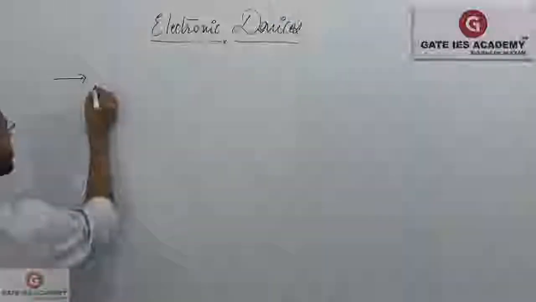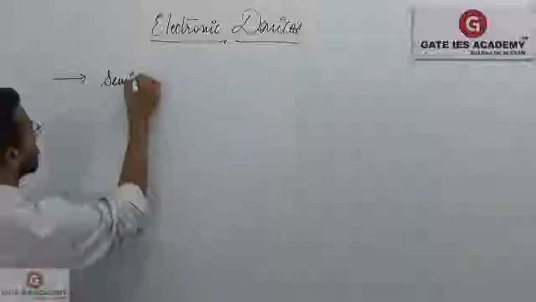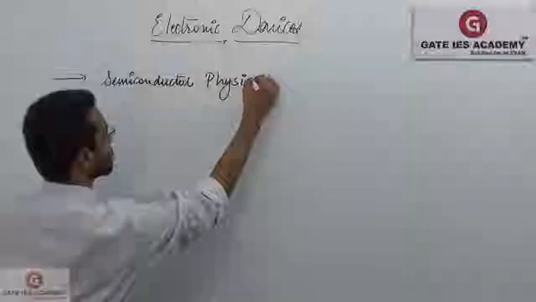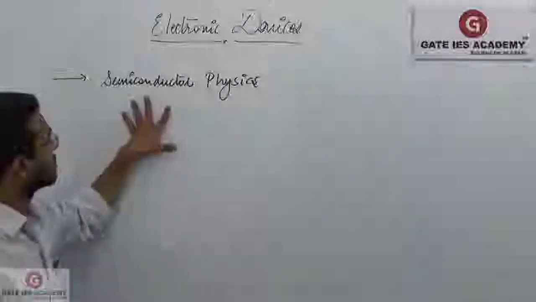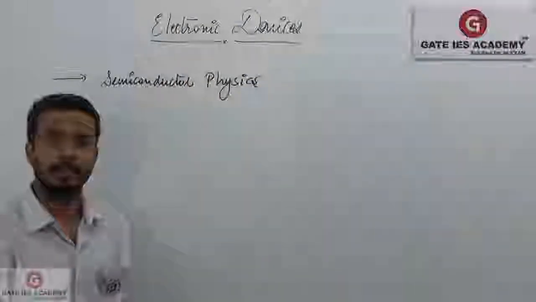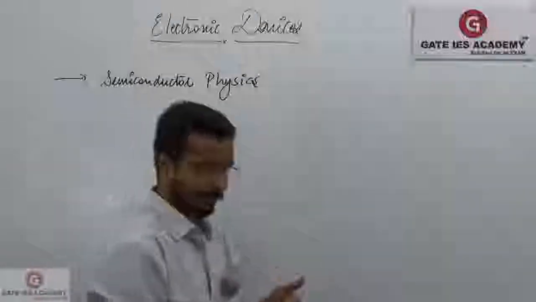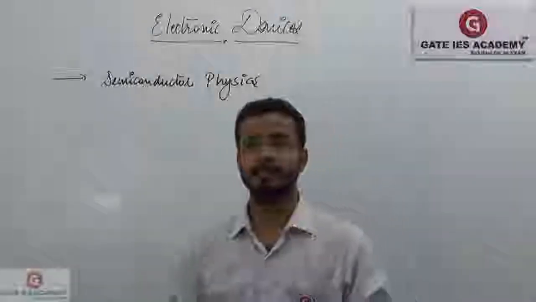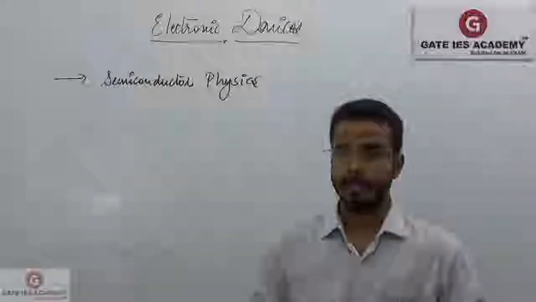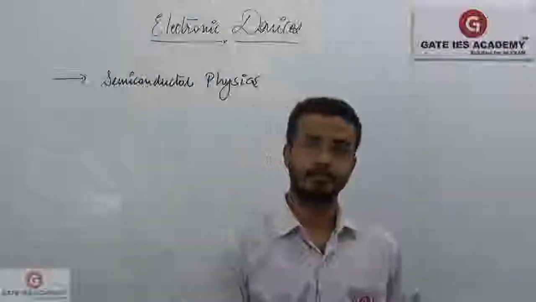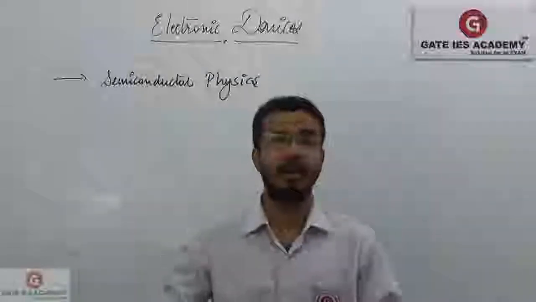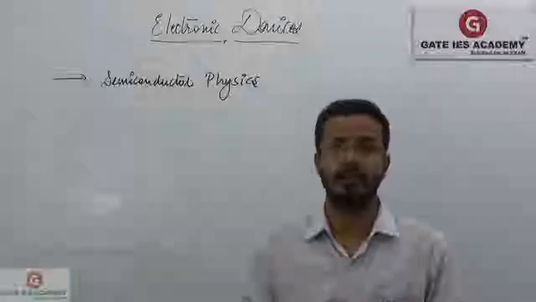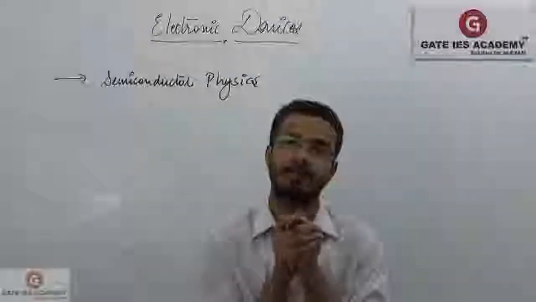The first one will be semiconductor physics. In semiconductor physics, we will study plenty of things: all the material properties, insulators, conductors, semiconductors, then energy band diagram formation, p-type, n-type, and the effect of doping in the semiconductor. We will also study what happens if light falls on the device, and all the physical situations which can change in the device.